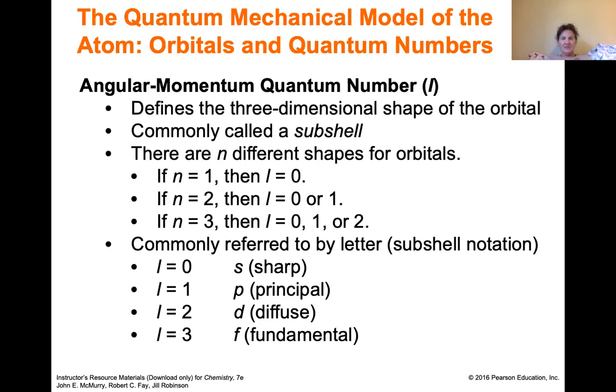There are n different shapes for orbitals. So if n equals 1, then L equals 0, and that's an s orbital. If n equals 2, you have more possibilities: L can be 0 or 1, and you have s's or p's. When n equals 3, L can be 0, 1, or 2, and you have s, p, and d. At the bottom, it's showing you those. Those come from historical ways that the shapes of the orbitals were discussed. S is sharp, P is principal, D is diffuse, F is fundamental. Those are common names given to orbitals with different L values, just from a historical perspective.